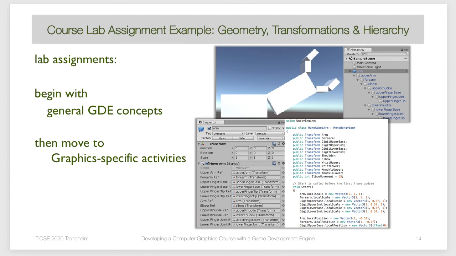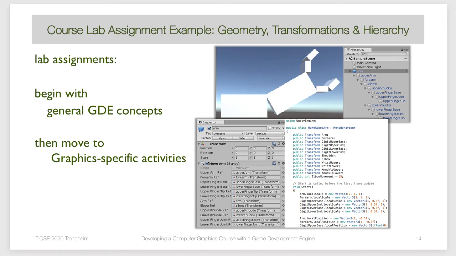So starting from lab assignments. In lab assignments, we begin with general GDE concepts, and for that, fortunately, we don't have to prepare new projects, new assignments for labs, because there are lots of tutorials available for GDEs. Where it becomes more specific is where we provide activities such as this one that we are showing here, where we draw a robot arm, taken that model from the first OpenGL programming textbook.